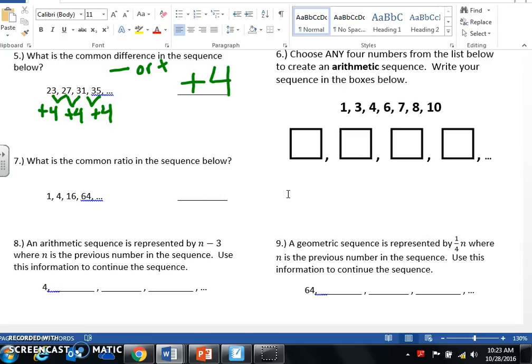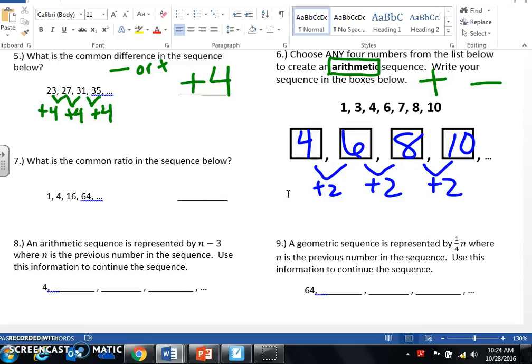For number 6, choose any 4 numbers from the list below. Now you need to be careful, okay, because this one is arithmetic. The one on the test might be geometric or it might be arithmetic. I don't know. So you need to make sure that you read this carefully. So arithmetic means addition or subtraction. And there's a lot of different ways that you can go about doing this one. I personally, when I think of addition, I think of even numbers. So I'm just going to pluck out 4, 6, 8, and 10 because I know I can just add 2 to each one. There are other possible combinations, but to me, that's the easiest one.